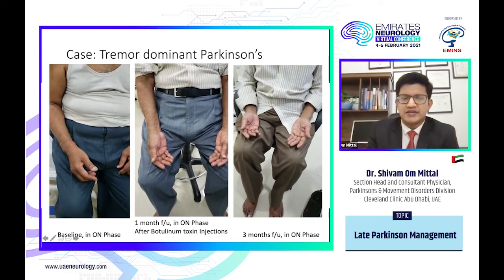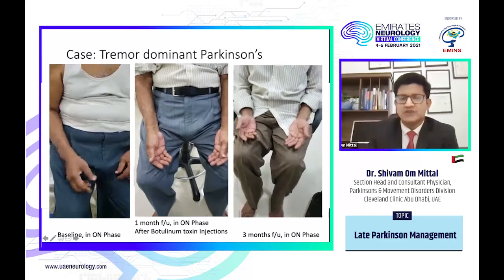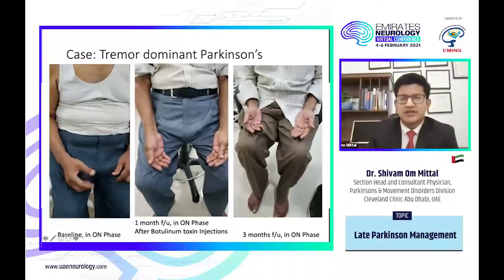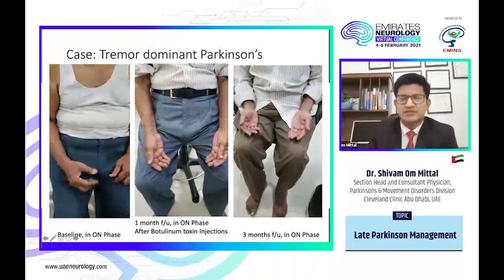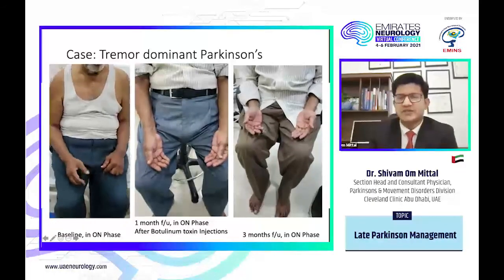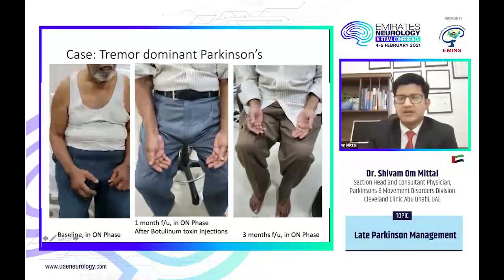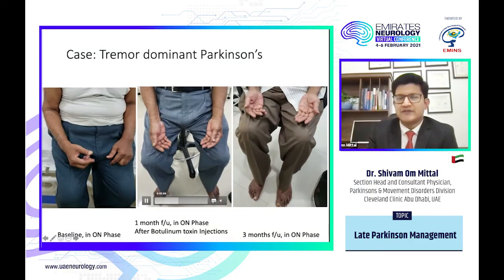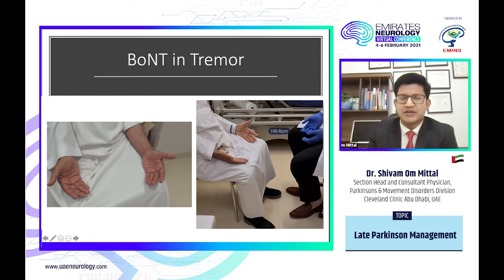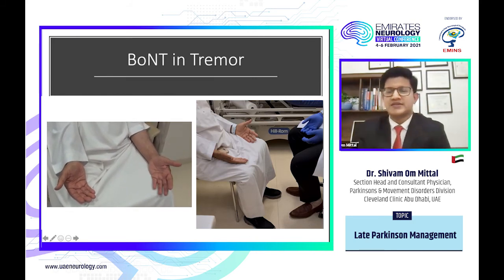So you can look at this video where this patient had a prominent tremor and he got a Botox injection in his right hand, and you can see the tremor is better now. And this is the 3-month follow-up, where you can see the tremor is coming back. So we know that Botox works only for 3 months and the effect wears off after that. This is another patient who's around an 85-year-old man who has a prominent left hand rest tremor with tremor dominant Parkinson's disease.